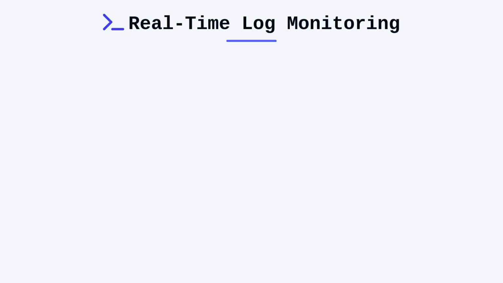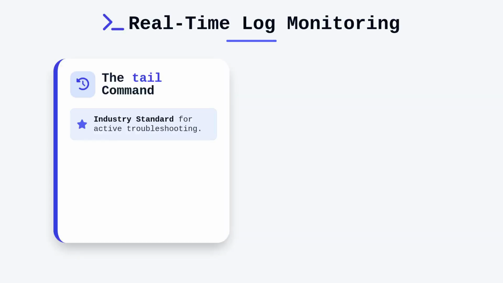Monitoring logs in real time requires different tools, as you are rarely interested in the entire file history when troubleshooting an active service. The tail command is the industry standard for this task, especially when employed with the -f flag. This flag instructs the utility to follow the file, meaning it will continually display new lines as they are appended to the log on the disk.